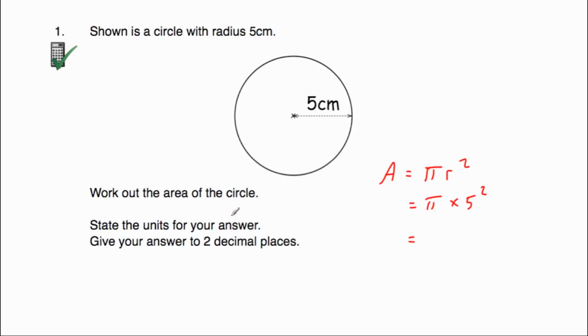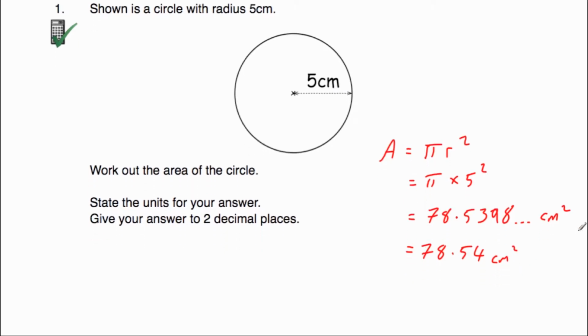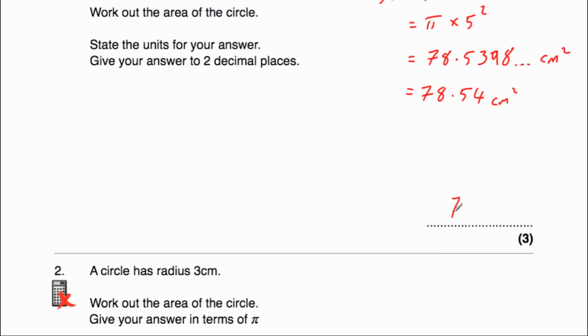But in this question, we've been asked to give our answer to 2 decimal places, so let's change that into a decimal number. That's going to be 78.5398 and so on centimeters squared. We've been asked to give the answer to 2 decimal places, so we're going to have 78.5. Now we've got 3 nines, that means we're going to round up, so 78.54 centimeters squared. And that's it. So the area of the circle is 78.54 centimeters squared. Okay, let's have a look at our next question.